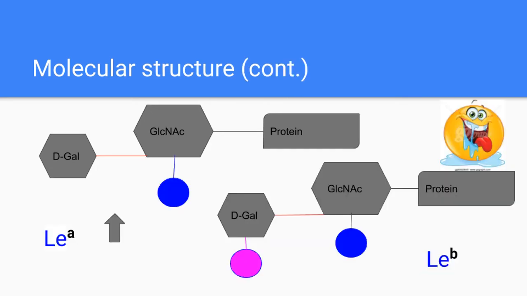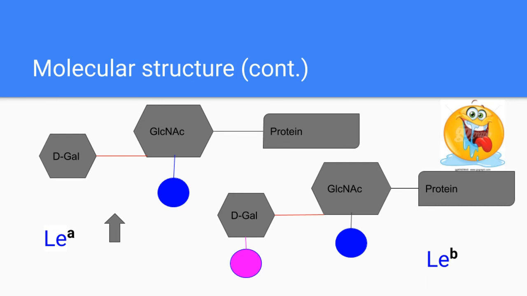For the purpose of the Lewis antigens, they rely primarily on the Lewis gene to add fucose for the expression of either the LEA or the LEB antigen. So as you can see with the Lewis A at the top here, the Lewis gene adds a fucose onto the GLC-NAC, and that's what expresses the Lewis A antigen.